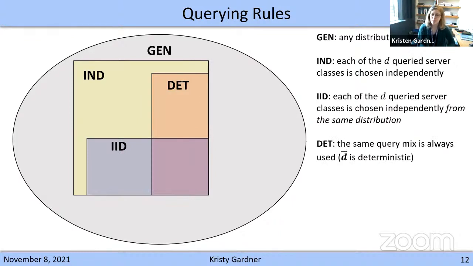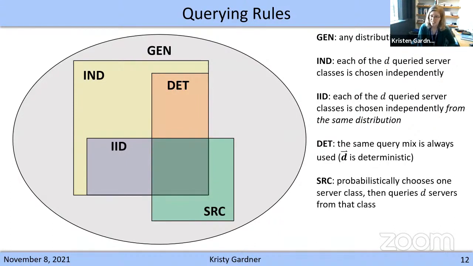A different subset of IND is the family that we call DET, for deterministic. This says the same query mix is always used. I'm, for example, always going to query according to mix 1-2-1. Every time a job arrives, I use mix 1-2-1. Another possible family is SRC. SRC stands for single random class. And the idea here is that every time a job arrives, we probabilistically choose one of the server classes and then query all D servers from within that class.